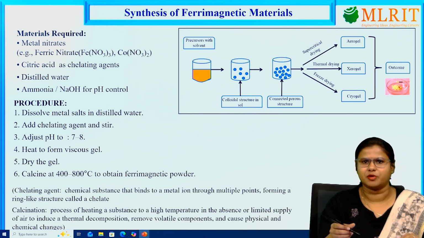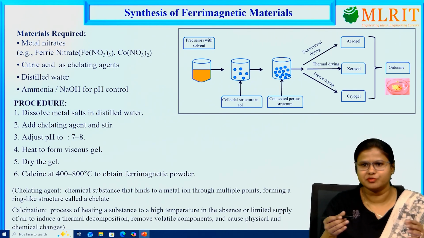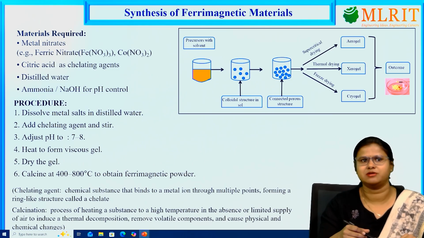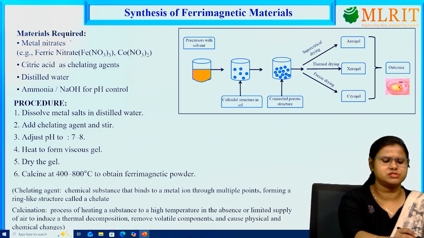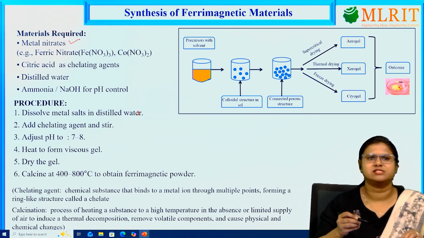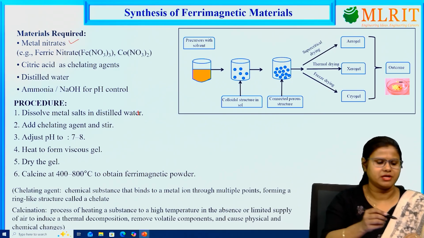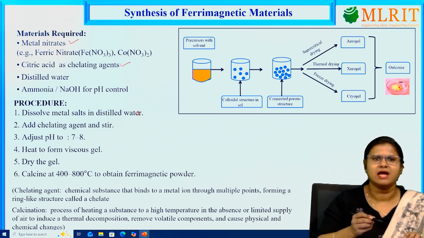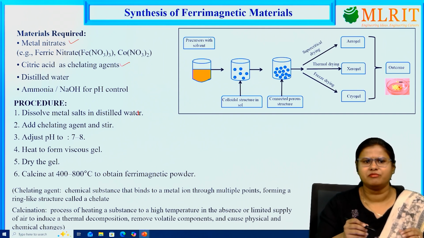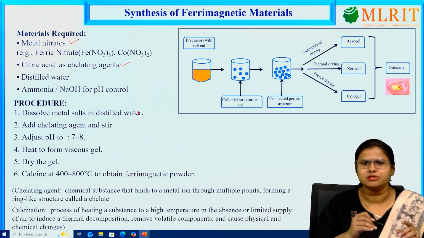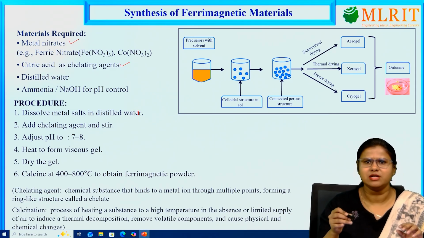Let's see the process. Before going to the process, we should know which materials we have to use. Mostly we use metal nitrates such as ferric nitrate and cobalt nitrate. Then we use citric acid as a chelating agent. What is this chelating agent? These are chemical substances that bind to a metal ion through multiple points, forming a ring-like structure called a chelate.